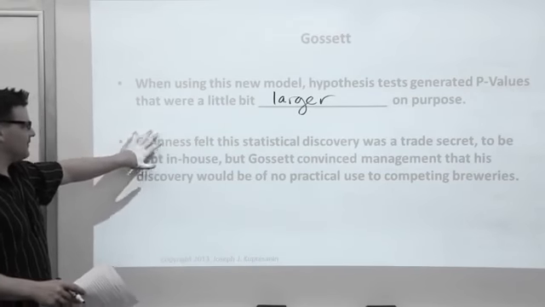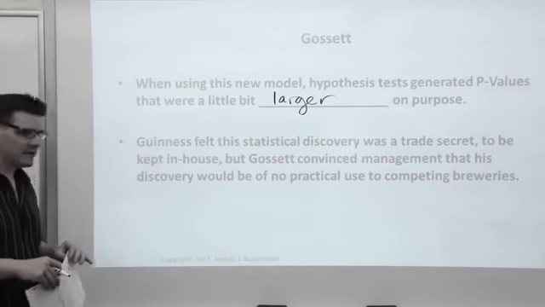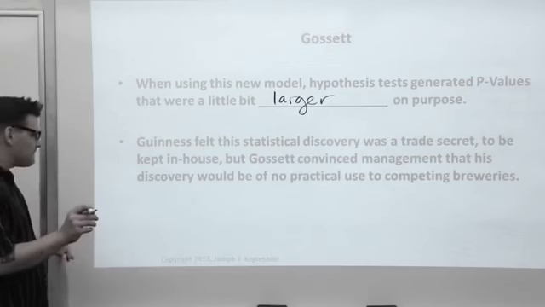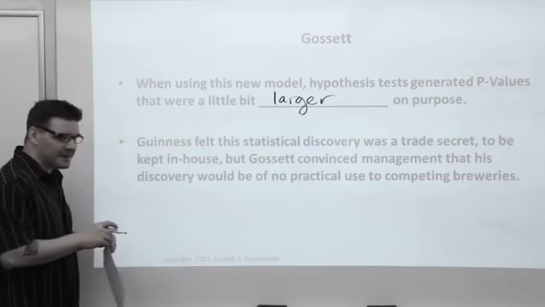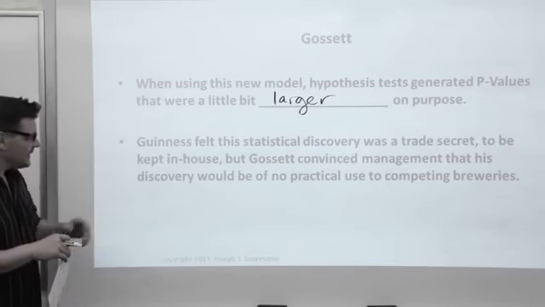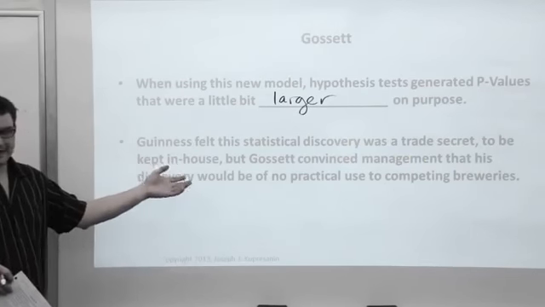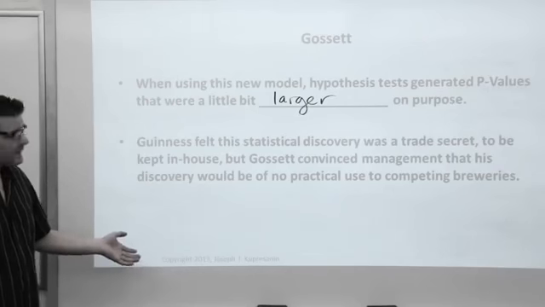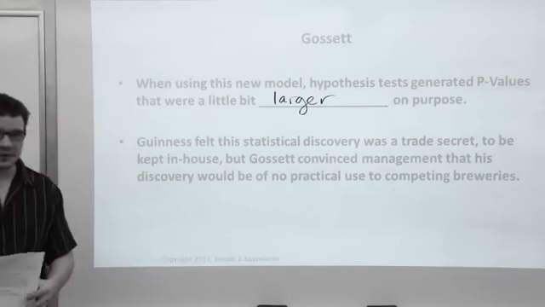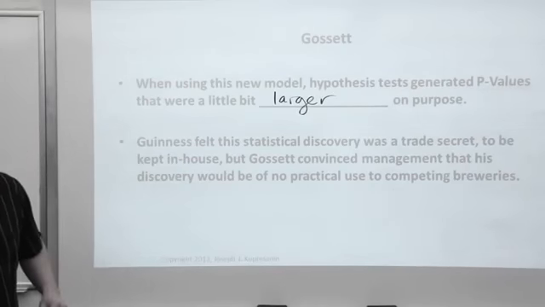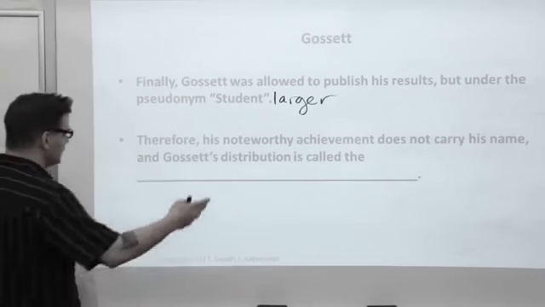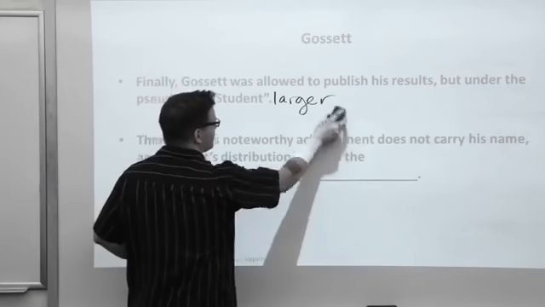Guinness, the beer company, felt that the statistical discovery was a trade secret. Should be kept in-house, top secret, nobody knows about it but us. Gossett convinced management that the discovery would be of no practical use to the competing breweries. So there was a little bit of controversy. Do we keep this in-house? Should we allow Gossett to publish it? Gossett was finally allowed to publish it.